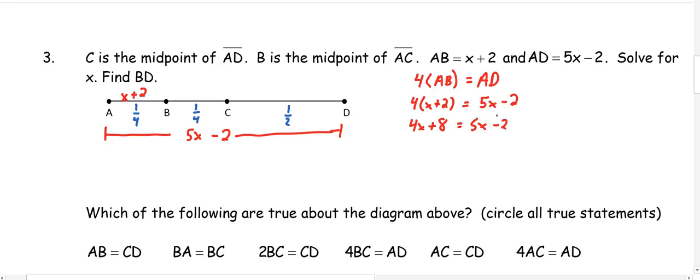I'm going to subtract 4x from both sides. So 8 equals x minus 2. And I'm going to add 2 to both sides. So x is 10.